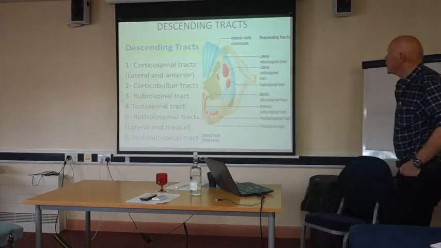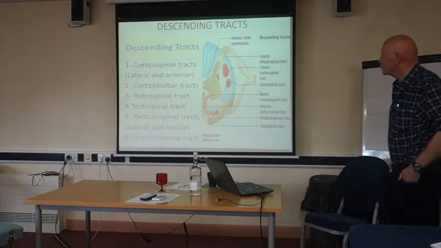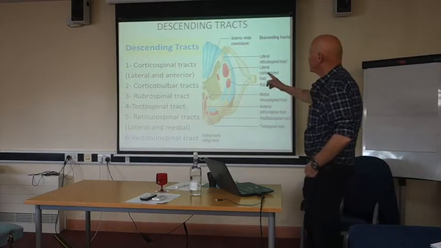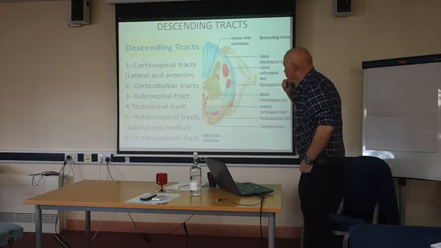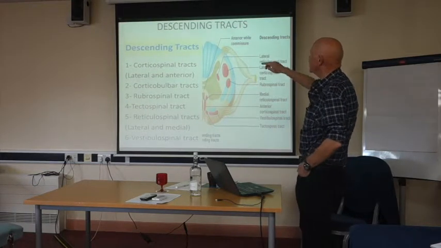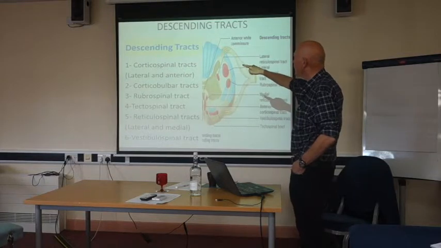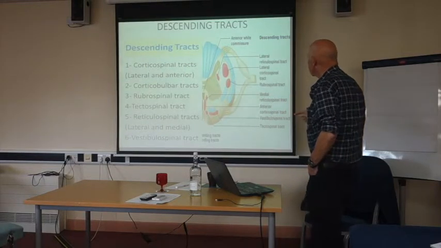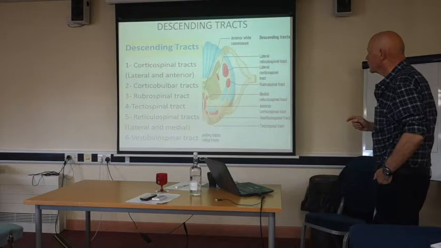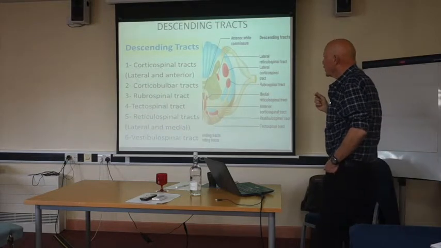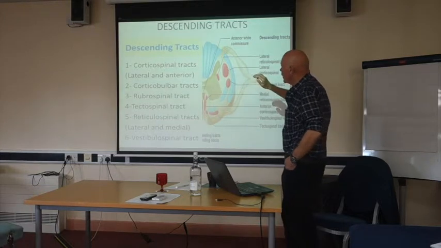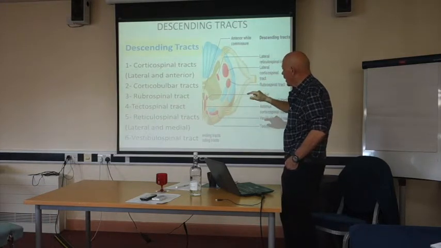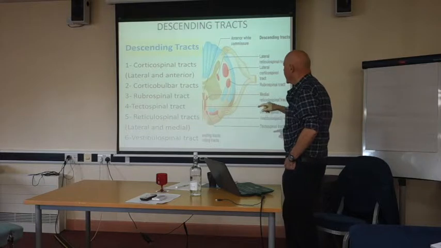If we think of the descending tracts, the motor ones, they're all listed there, or the majority of them. The ones that we tend to be interested in are the corticospinal tracts, the lateral ones and the anterior ones. The other ones are obviously important, but they're not ones that we tend to directly test.